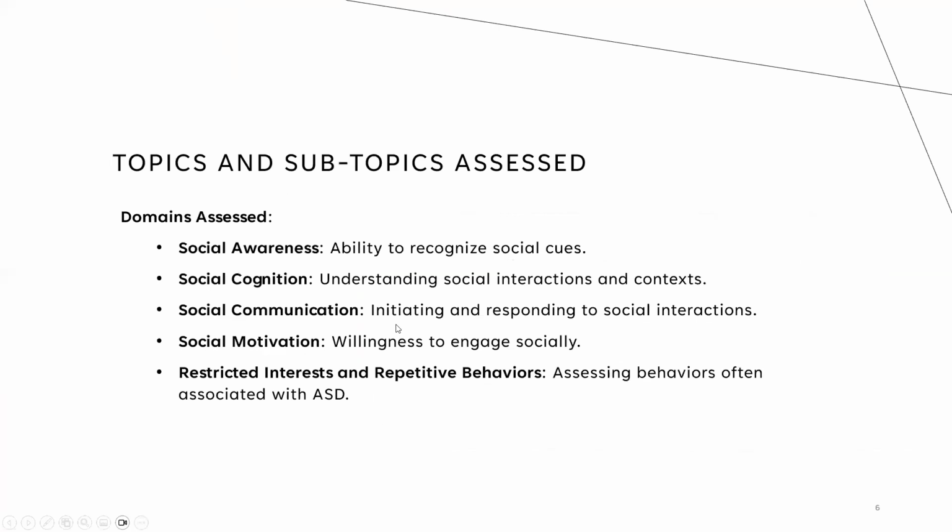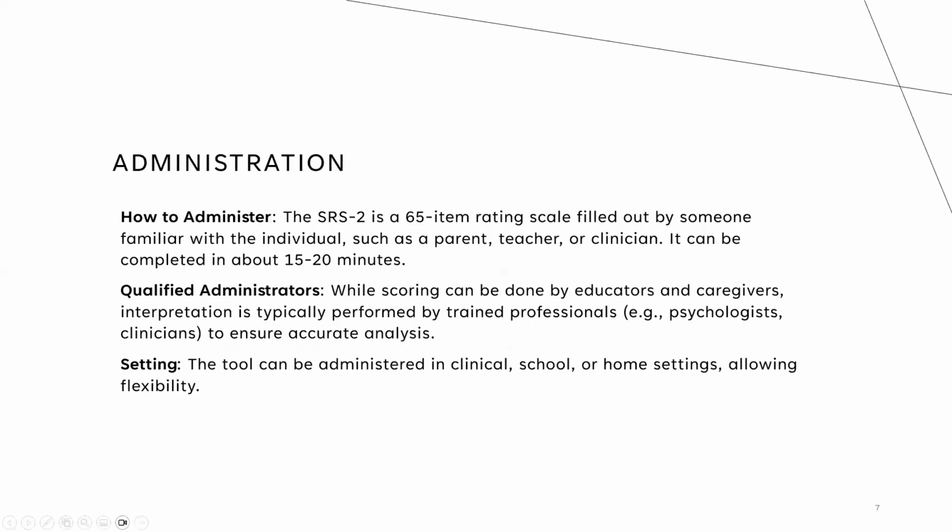Now, the topics as well as the subtopics that are assessed: the tool covers 5 key domains. One is social awareness, the others are social cognition, social communication, social motivation, and restricted interests and repetitive behaviors. Together, these areas give a well-rounded assessment of an individual's social abilities and challenges, allowing for a more comprehensive analysis of social functioning.